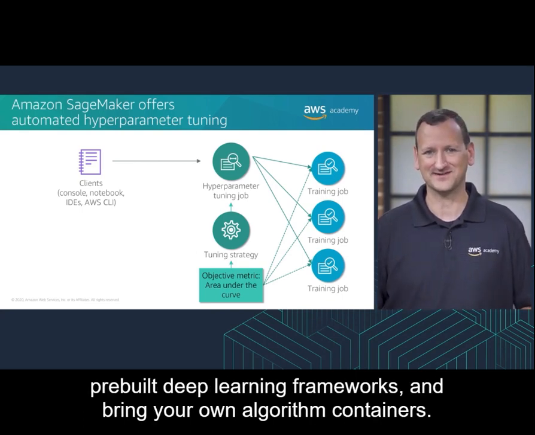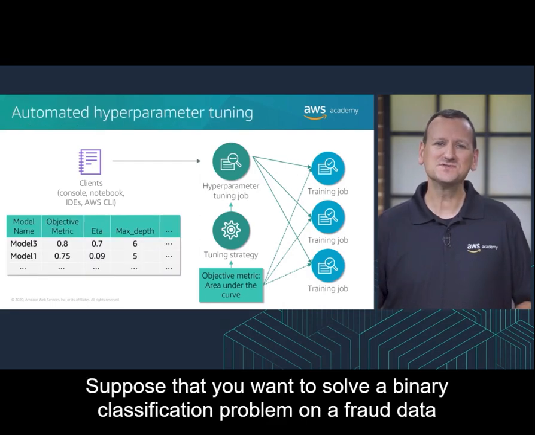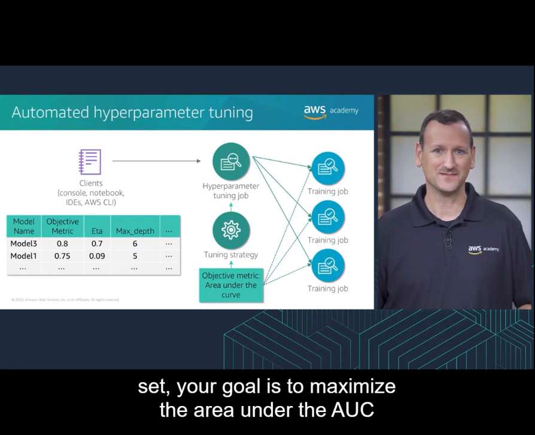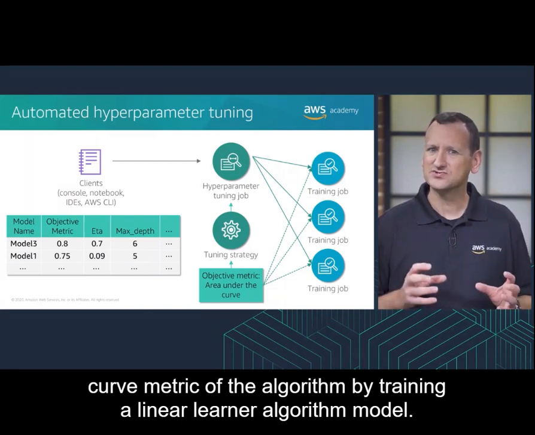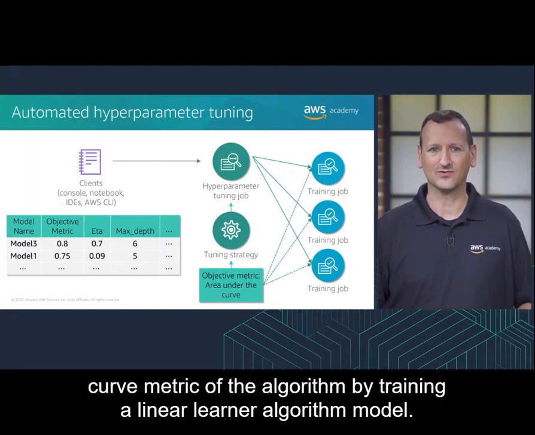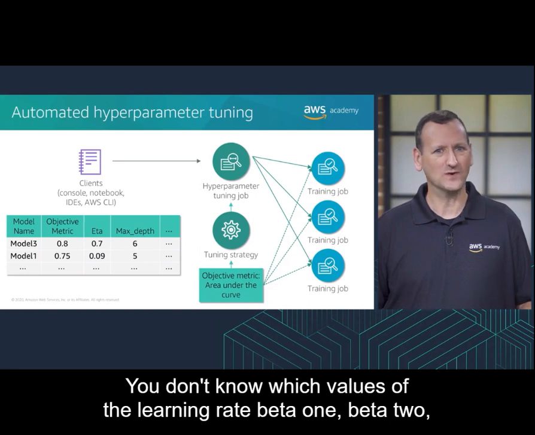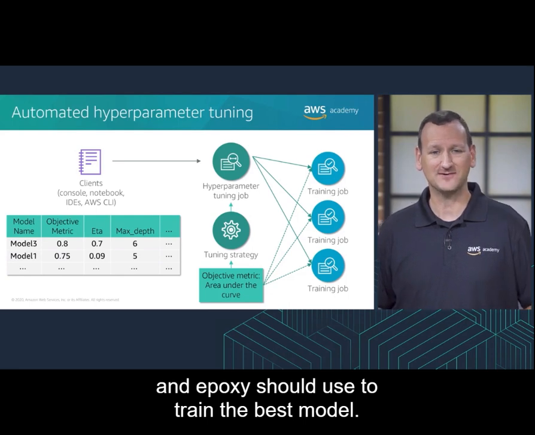And importantly, automatic model tuning can be used with built-in algorithms from SageMaker, pre-built deep learning frameworks, and bring your own algorithm containers. Suppose that you want to solve a binary classification problem on a fraud dataset. Your goal is to maximize the area under the curve (AUC) metric of the algorithm by training a linear learner algorithm model. You don't know which values of the learning rate, beta 1, beta 2, and epochs you should use to train the best model.